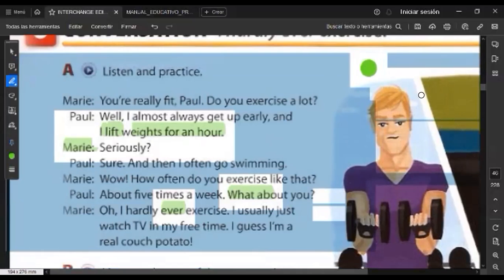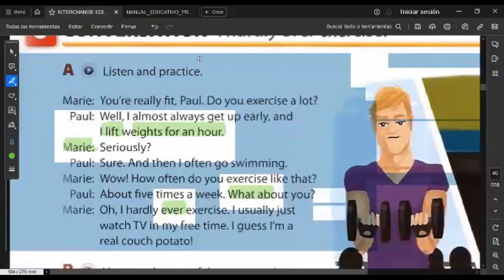You're really fit, Paul. Do you exercise a lot? Well, I almost always get up early, and I lift weights for an hour. Seriously? Sure. And then I often go swimming. Wow. How often do you exercise like that? About 5 times a week. What about you? Oh, I hardly ever exercise. I usually just watch TV in my free time. I guess I'm a real couch potato.